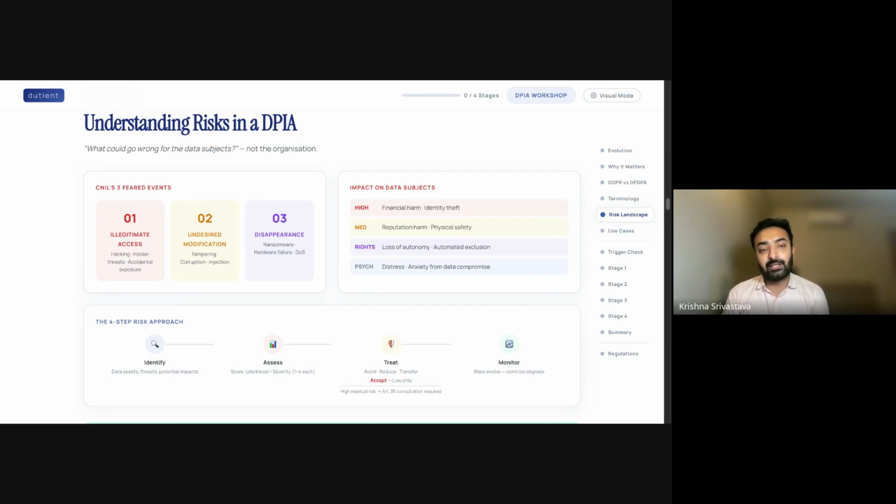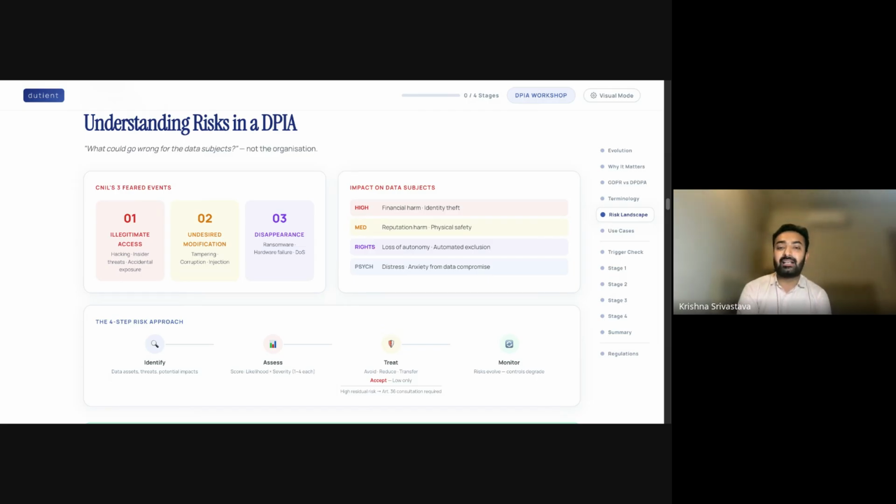So the French Supervisory Authority, or CNIL, has three feared events that are a trigger: illegitimate access, unauthorized people having access to personal data that they shouldn't have; undesired modification, people tampering with personal data, making changes to it; and disappearance, such as ransomware or hardware failure. These are some very common cybersecurity related risks that we notice. Some attackers may look at certain systems and introduce ransomware to that system, and in those cases, it becomes a really, really big problem. It's one of the biggest risks that we have noticed in the last few years. Ransomware has become really, really common.